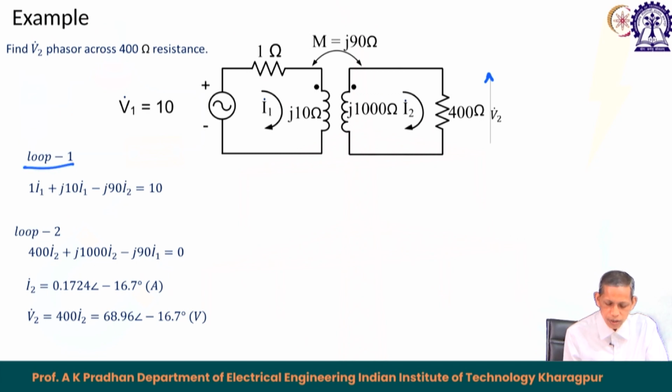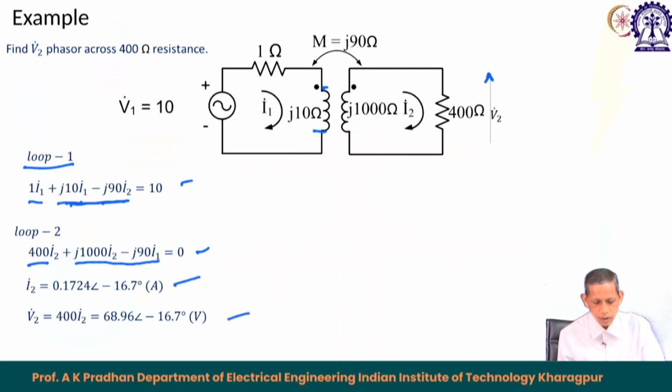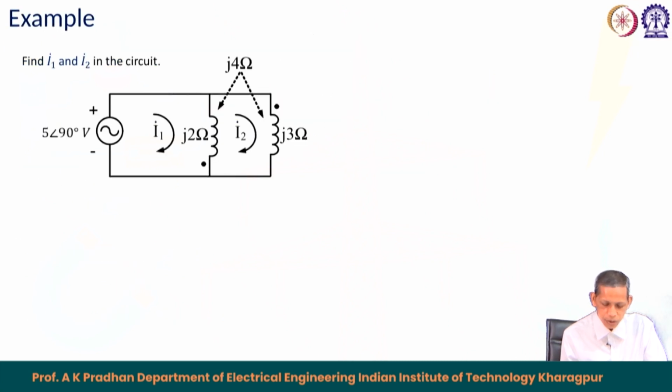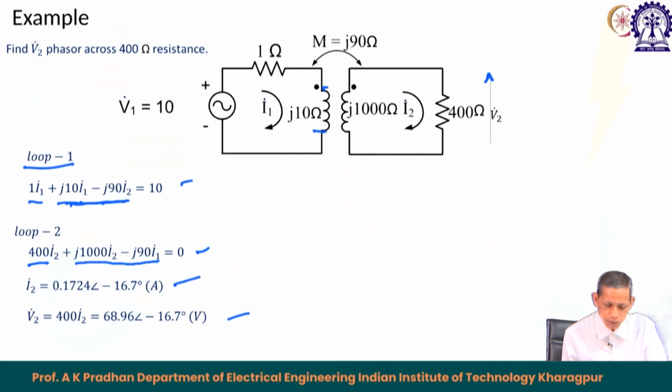So, loop 1 as I said is 1 into I1, plus j10 I1, minus j90 I2, for the second element. Similarly, in loop 2 the first element is this, and for the second element we have the self and mutual parts, equal to 0. Solving the two equations we find I2 to be 0.1724 with an angle of minus 16.7, and V2 equals I2 into 400. So, that becomes 68.96 with an angle of minus 16.7 degrees.